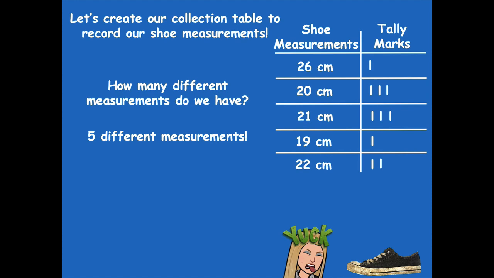Now, friends, the reason why they're not in order is because as I was just grabbing a shoe, I just grabbed one. I didn't look and say, oh, this one's the smallest one, so I'm going to measure this one first. I just grabbed 10 shoes and measured those stinky shoes and came up with those measurements. All right, so let's take our data and turn it into a line plot.